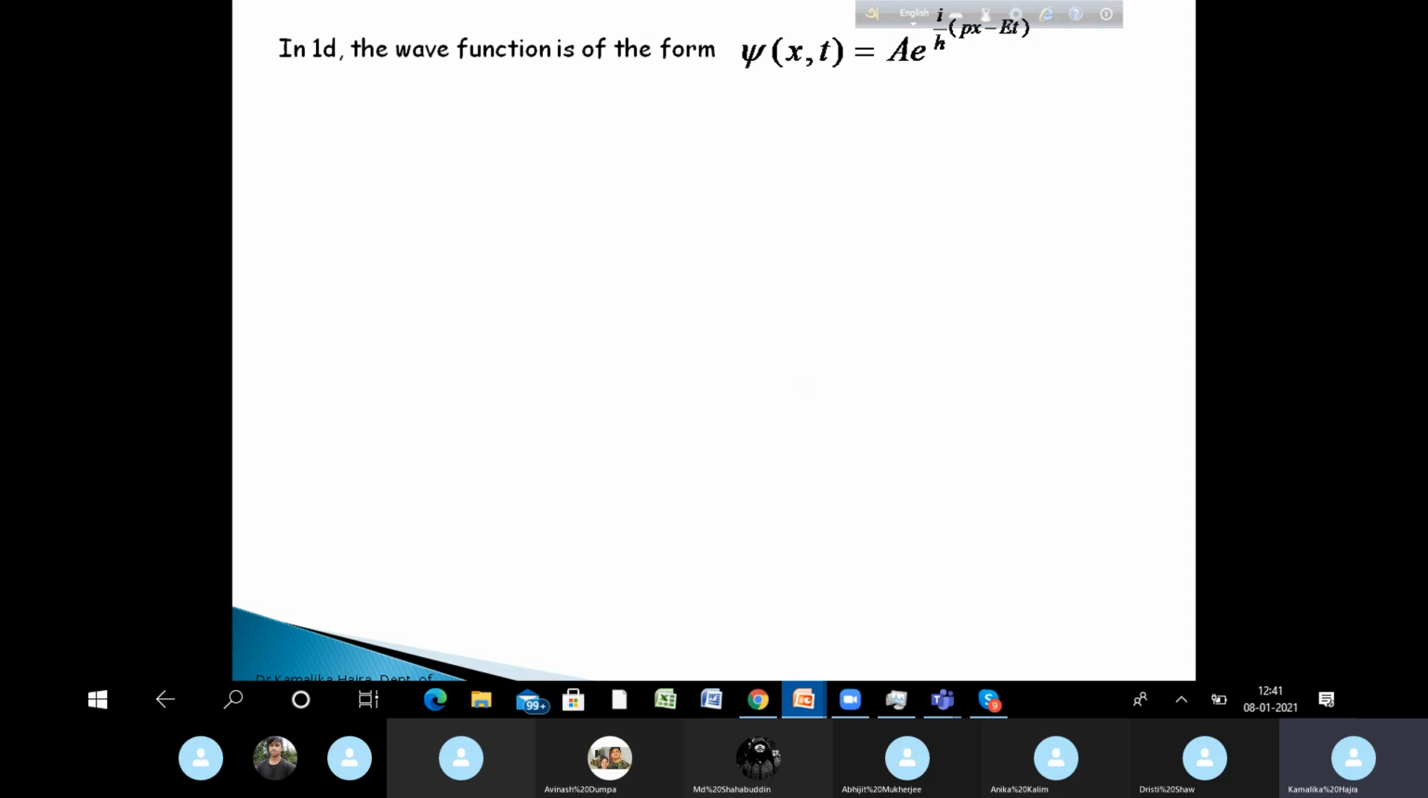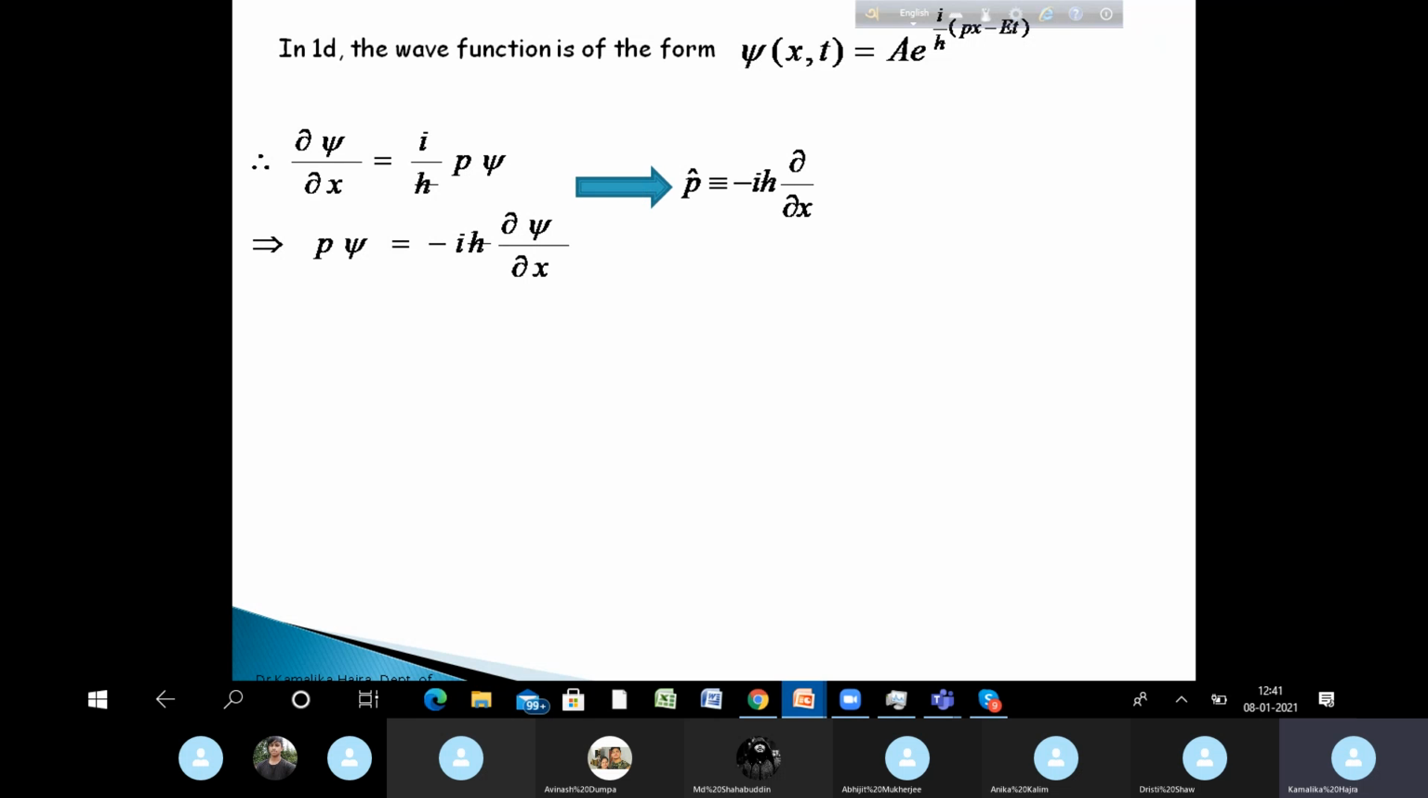Now, the one-dimensional wave function is of this form. We have done this several times now. If you take the first derivative of this function with respect to x, this is what you get: i/ħ p ψ, where p is the linear momentum in the x direction. So we can write p in this manner, and you see we have ψ both on the left hand side and the right hand side. So we can say that p is represented by this differential operator, minus iħ ∂/∂x.